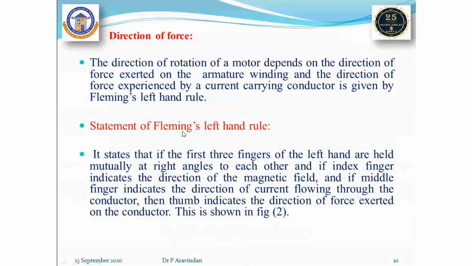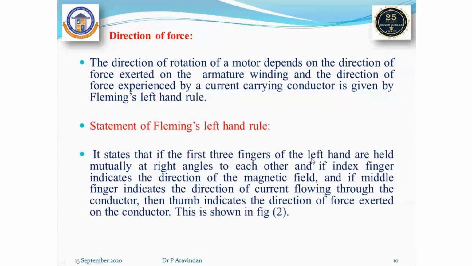The statement of Fleming's left hand rule is also asked as 2 mark questions or some objective type questions. You should not omit this statement. Let us study that statement clearly. It is said that if the first 3 fingers of your left hand, left hand is very important, we have to recall here.